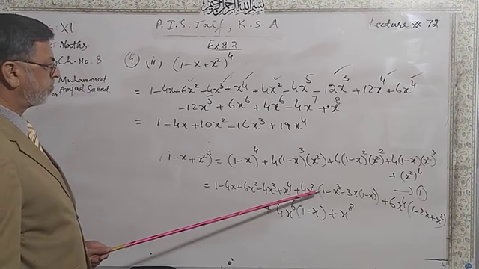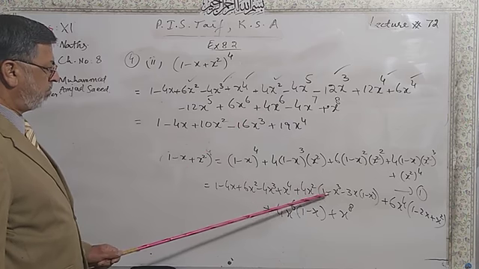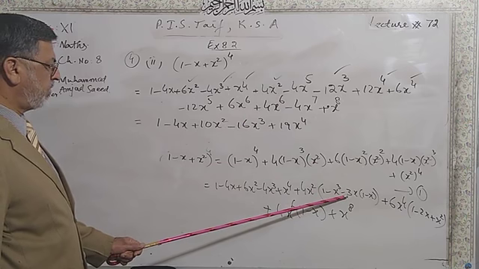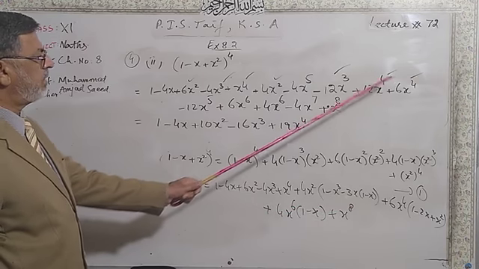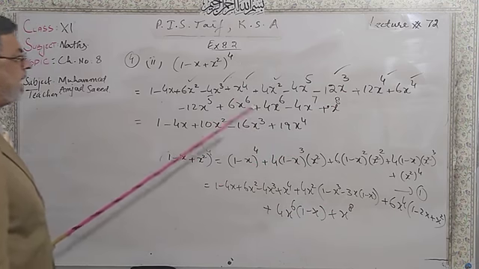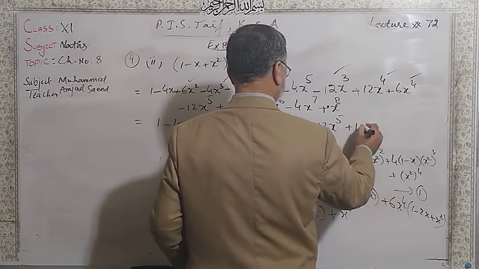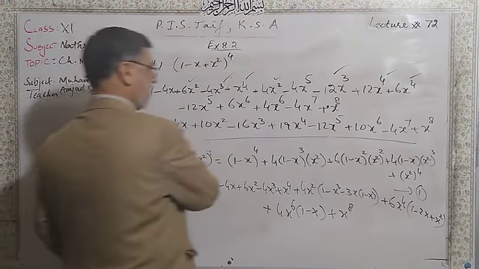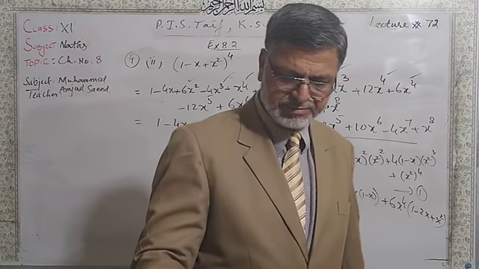Minus 4x square minus 4x5 plus 4x cube minus 12x cube and then plus 12x4 plus 6x4. Okay, 12 plus 6 is 18 plus 1. Now after that we have x5 power minus 12x5 plus 10x6 minus 4x7 plus x8. Dear students, this is your expression in ascending powers.